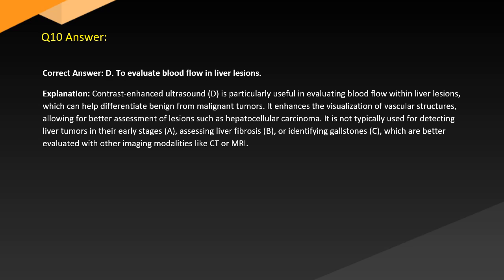Answer. Correct answer D. To evaluate blood flow in liver lesions. Explanation. Contrast-enhanced ultrasound, D, is particularly useful in evaluating blood flow within liver lesions, which can help differentiate benign from malignant tumors. It enhances the visualization of vascular structures, allowing for better assessment of lesions such as hepatocellular carcinoma.